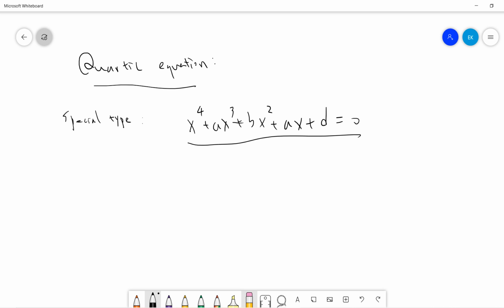This is a special type of quartic equation. So instead of the general a, b, c, d, we change this to be the same as this. The general idea to solve this is just to divide by x squared.